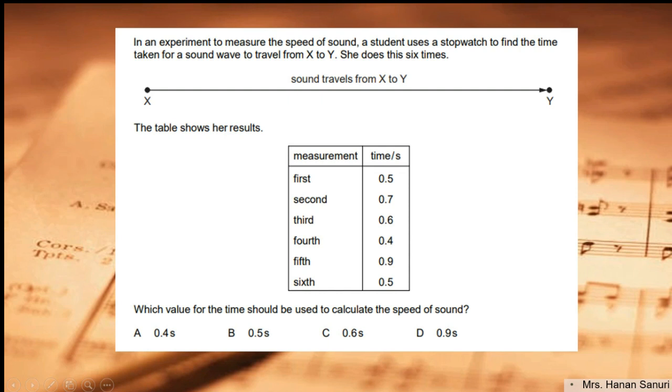What do you think? Which one from these values are we going to use? For sure, none of them. Why? Because we have to find the average. She did that 6 times to get an accurate answer. So we take the average, you add them all, you divide by 6, the answer is 0.6 seconds. C.